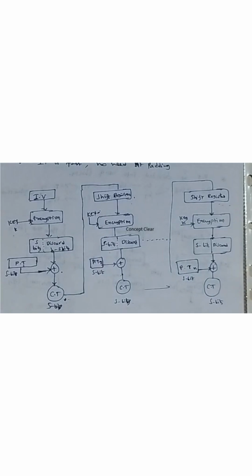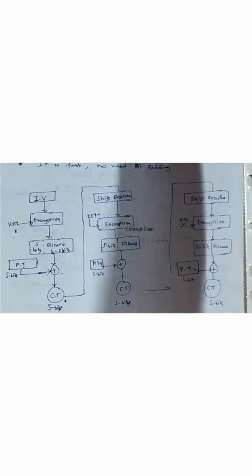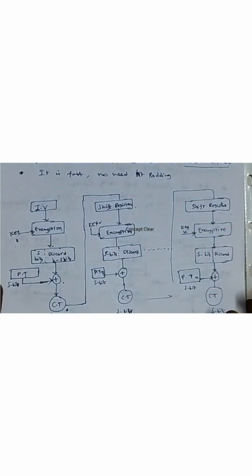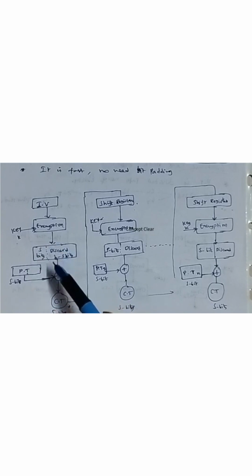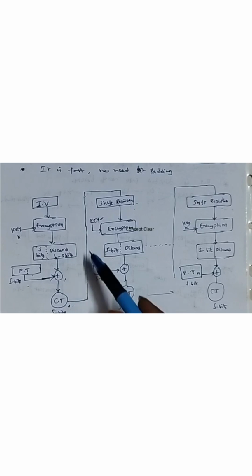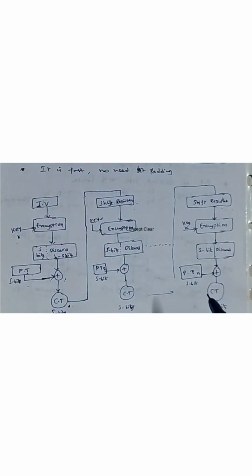This is about the cipher feedback block. Here, the initial vector is applied to encryption with the help of the key. We get S most significant bits. Those bits are XORed with the S bits of plain text, and we get the ciphertext. This ciphertext result goes to the next round shift register. Again the same procedure continues up to the end of the block to get the ciphertext. This is called cipher feedback encryption.